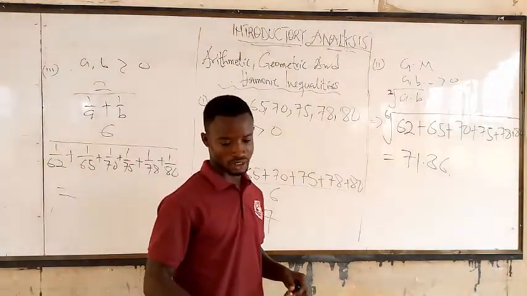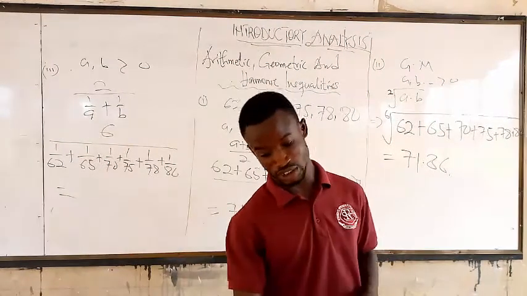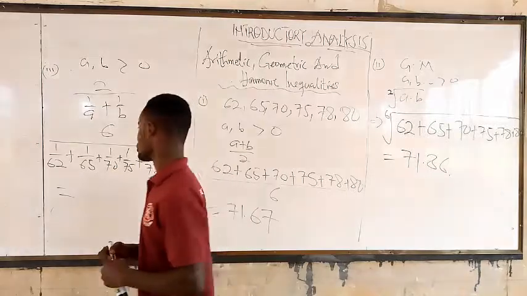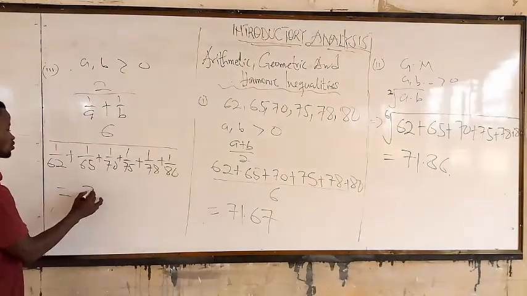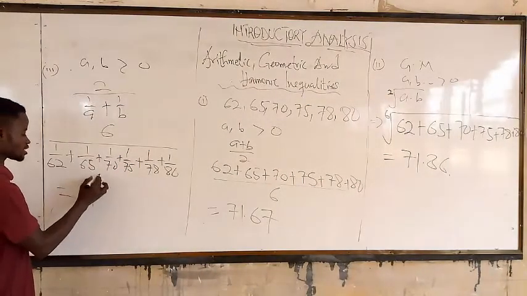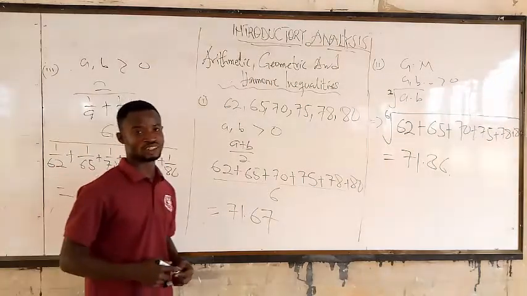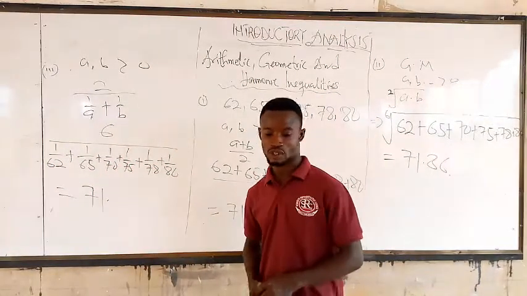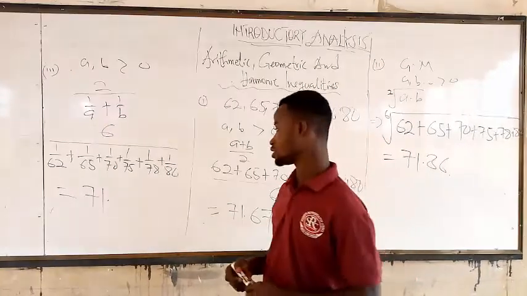Alright, so that's what you're going to get for that. And when you punch that on your calculator, please punch it well, and you will get 71.05. Because of time, I'll quote from my answer here. In case you punch and you get something different, you have to do the right thing. So 71.05.